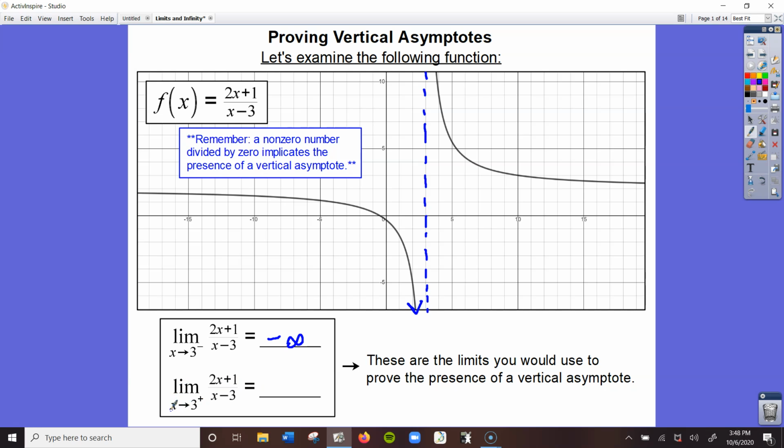Versus when the limit as x is approaching 3 from the right, we see that it is going up forever, and therefore our answer would be infinity. Whenever you have your limits as x is approaching some number, if it equals infinity, this is proof that we have a vertical asymptote. And I'll clarify this later on in the lesson as well.